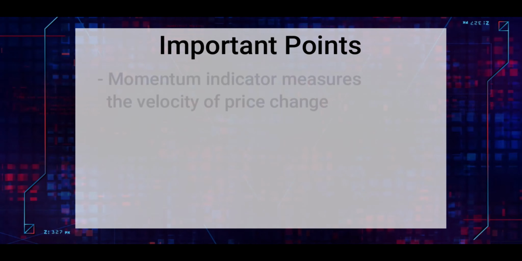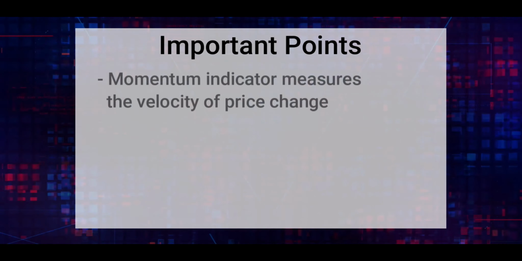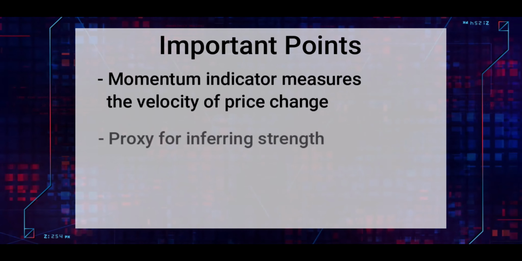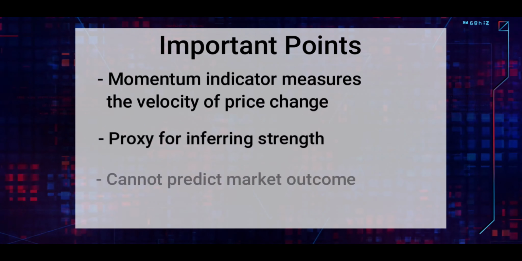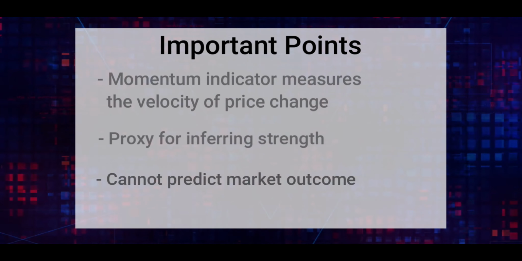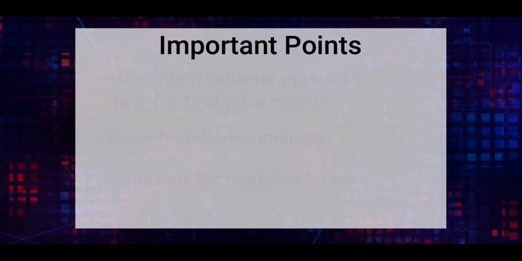Now for the other takeaways. The momentum indicator measures the velocity of price change and therefore is used as a proxy for inferring the strength of the current trend. Technical indicators such as the momentum can never predict the future. They only convey information and provide insights pertaining to probability.